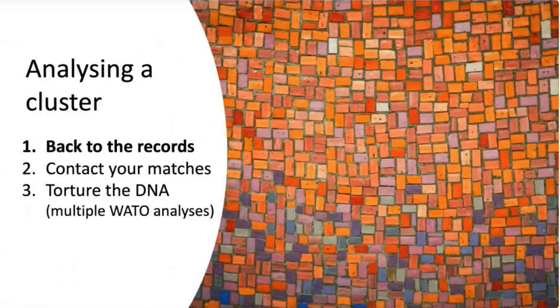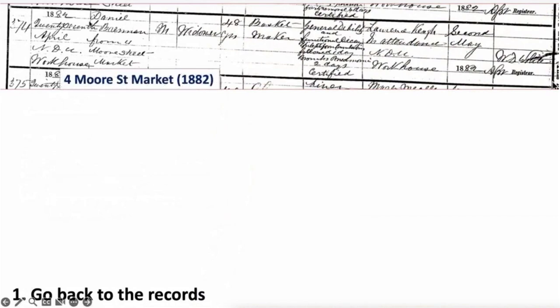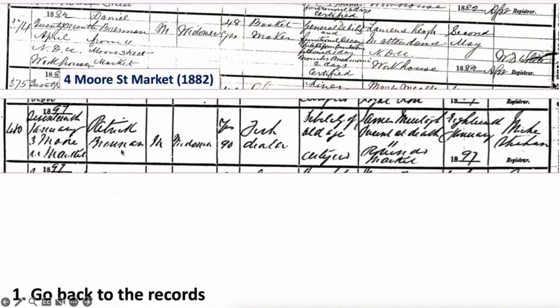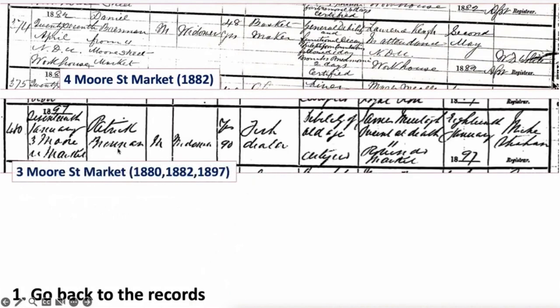And the first thing I did was go back to the records, because now I had a Patrick, a Daniel, and a Joseph. So do I find a Patrick, a Daniel, and a Joseph anywhere near my great-great-grandfather Patrick Brennan? And the first thing to note was Daniel Brennan, when he passed away in 1882, he was living at 4 Moore Street Market. And right beside him was my great-great-grandfather, Patrick Brennan, living at 3 Moore Street Market. And this is from records from 1880, from 1882, and from this death record in 1897.